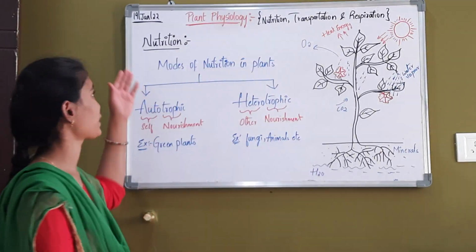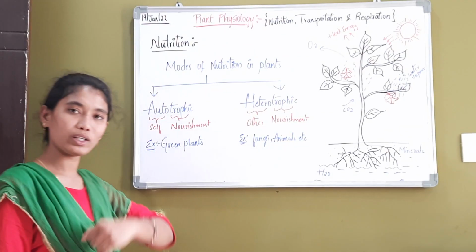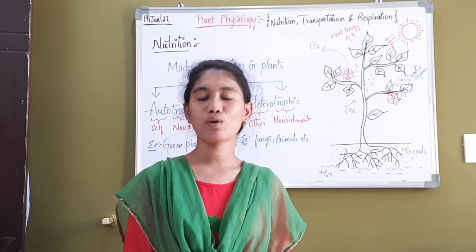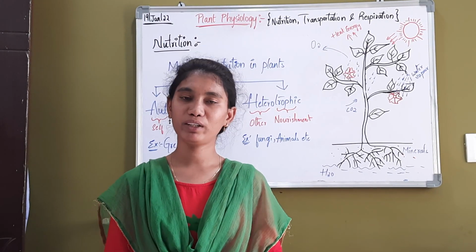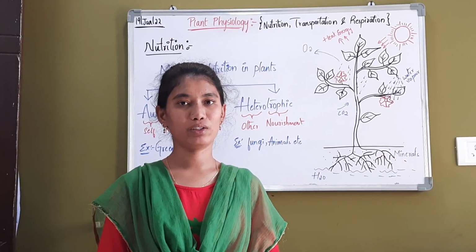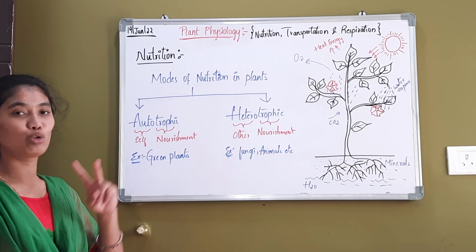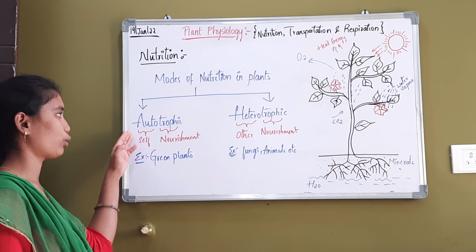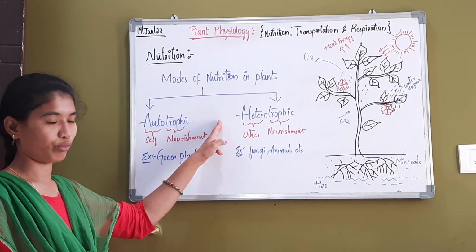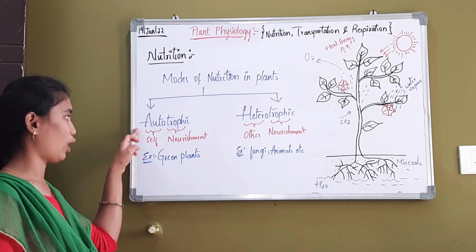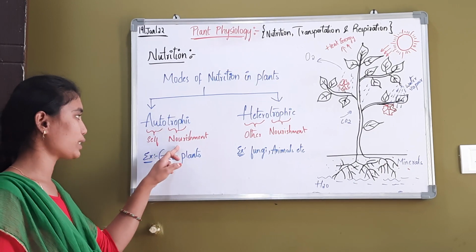Now let me discuss nutrition. So what is nutrition? The process of utilization of food by living organisms to obtain energy is known as nutrition. In plants, there are two modes of nutrition. One is autotrophic, another one is heterotrophic. First, autotrophic. Auto means self, trophic means nourishment.